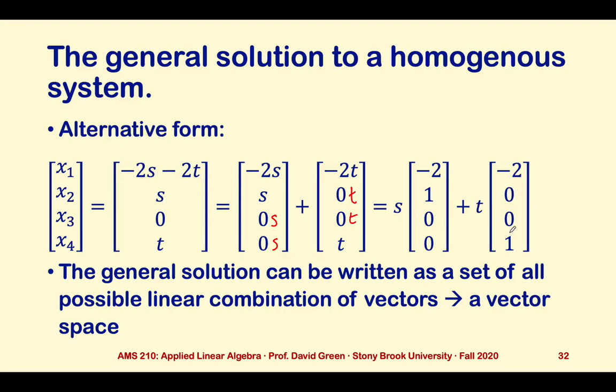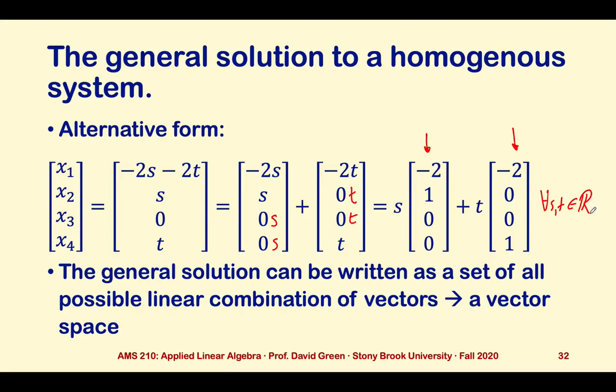What we've done here is that we've rewritten our general solution as a set of all possible linear combinations of vectors. We have some vector given here, another vector here, and the general solution is the set of all possible linear combinations where s and t can be any real number.